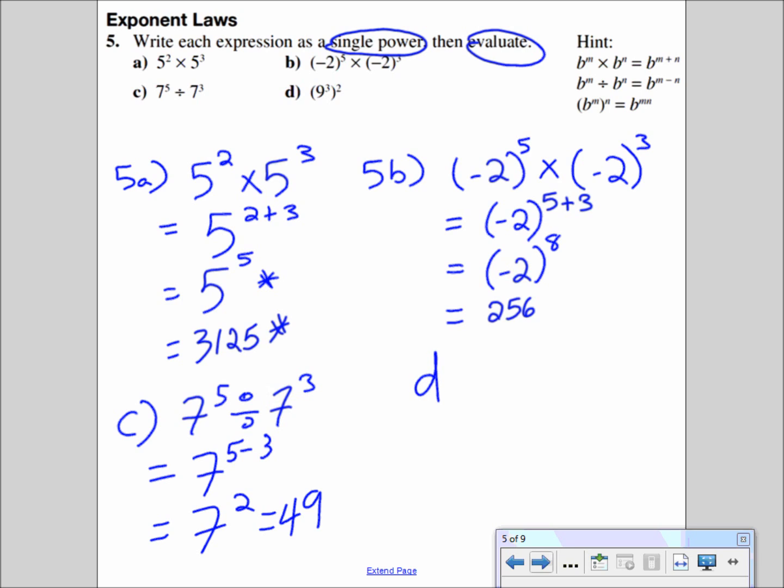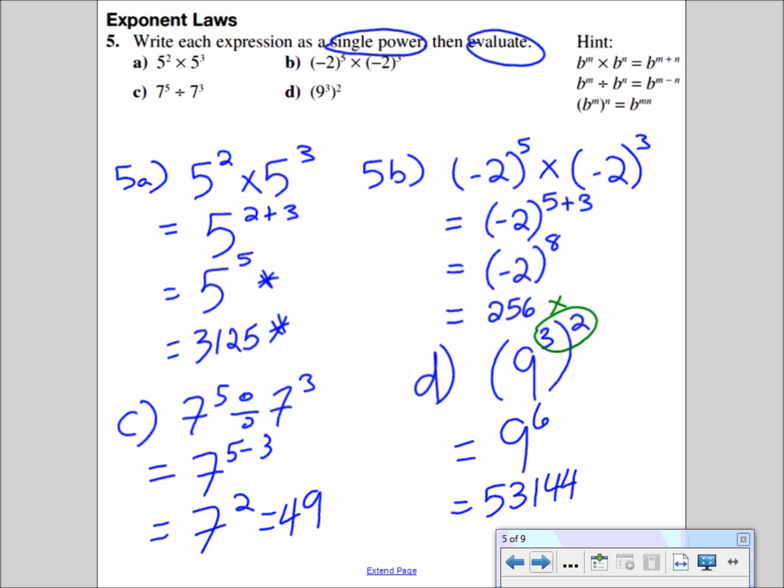So 5D, this is a power of a power. Again, it is up on that sideboard. What happens with the power of a power is that the two exponents get multiplied. So now I'm going to have 9 to the 6th. This tends to be the one that is done the most poorly, and it's because people automatically add the exponents and they're not thinking. So just be careful with this. So 9 to the exponent 6 equals 531,441.